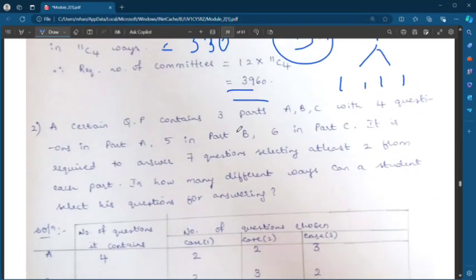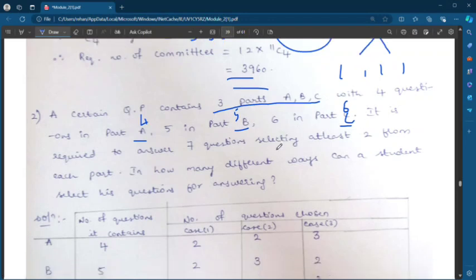A certain question paper contains 3 parts A, B, C. Part A is having 4 questions, part B is having 5 questions, part C is having 6 questions. It is required to answer 7 questions, selecting at least 2 from each part. From each part, 2 I have to select, minimum 2 should be selected. Then 7 questions I have to write totally, at least 2 from each one. So from each 2 I have to write, and in one part I'll write extra.